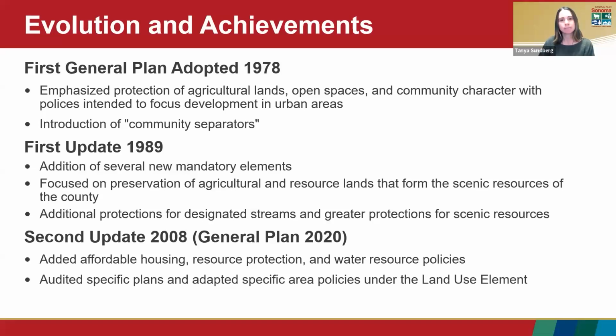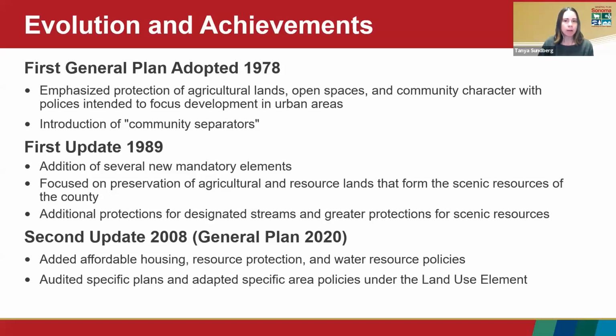So the first update to the General Plan happened in 1989. That's when the county added some new elements, which are just basically different topics that state law required the General Plan to address. And then that same update also furthered the county's preservation policies for agricultural and resource lands, including some additional protections for streams and scenic resources. And then the last update happened in 2008, and that prepared the current General Plan, which is called General Plan 2020.